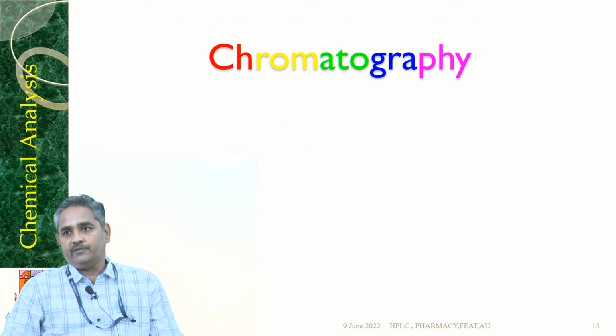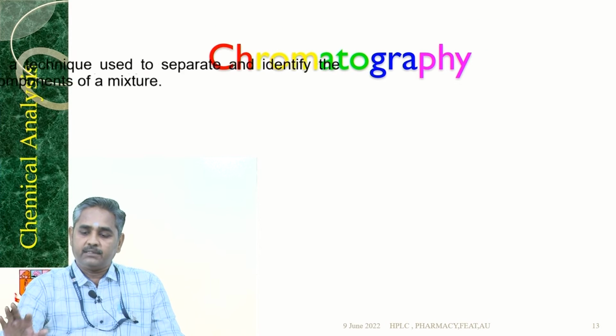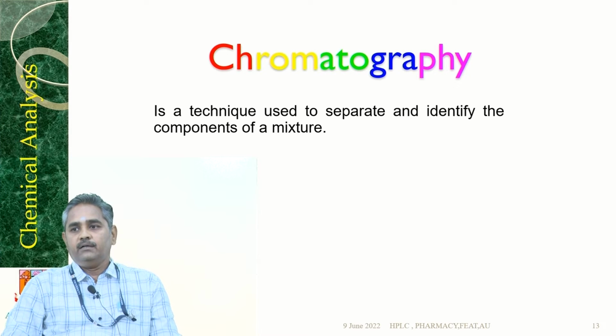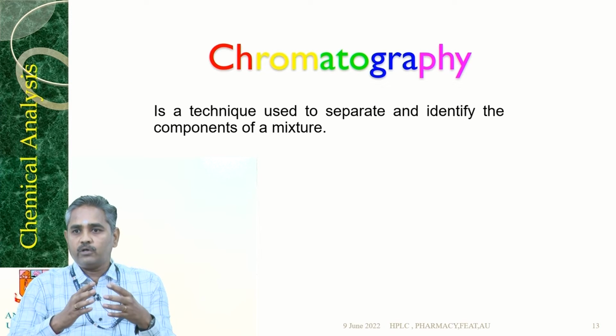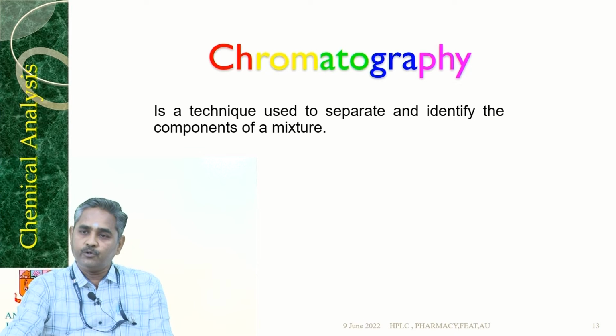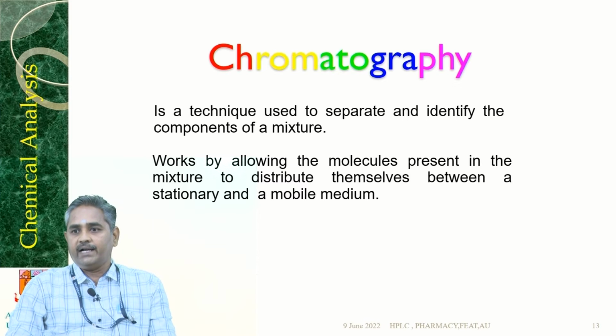Now come to chromatography. Chromatography means color. Chrome means color. It is a technique used to separate and identify the components of a mixture. So, in a given mixture, there will be one or two or more substances present. By using color separation, you have to separate it into 1, 2, 3, 4 or 5 different compounds, and you have to identify what are those compounds present in the unknown sample. So, chromatography is used for this separation and identification.